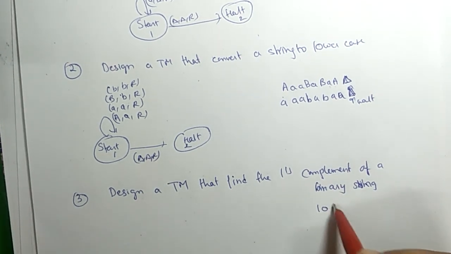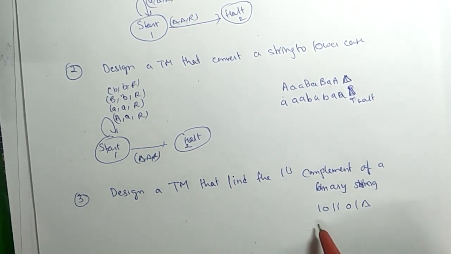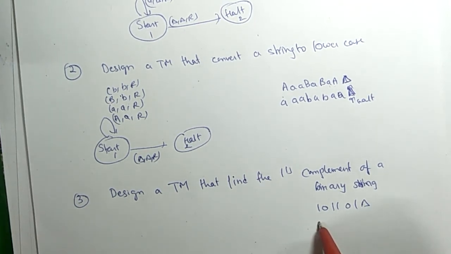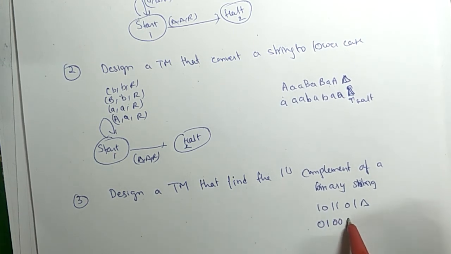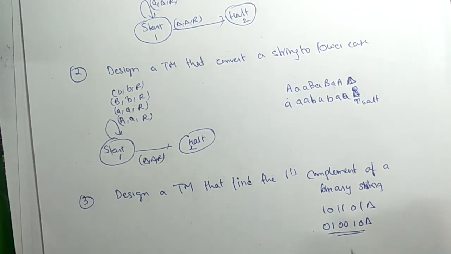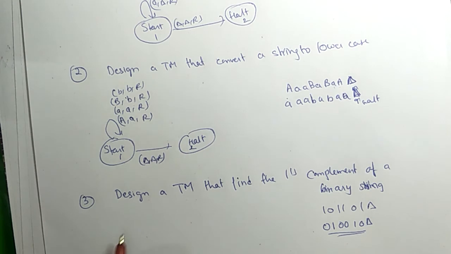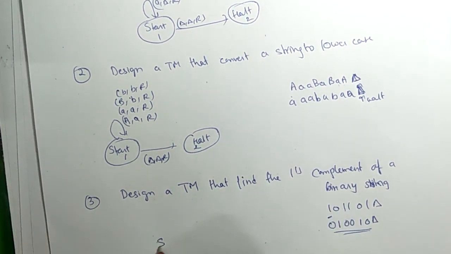Suppose we have 101 and blanks over the tape. What will be the ones complement? It will convert 1 to 0 and 0 to 1, 1 to 0 and 0 to 1. So this will be the output. This will be the result over the tape. So we have to start from this position.